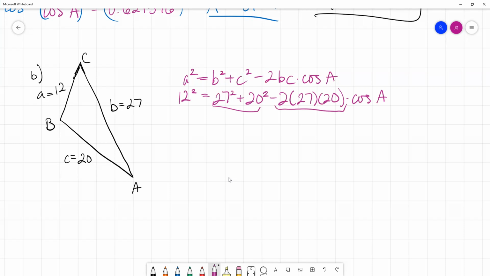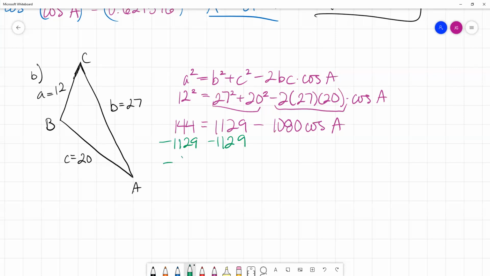So 27 squared plus 20 squared is 1,129. Over here we have 144 on the left, so then 1,129 minus 2 times 27 times 20 is 1080 cosine of A. Okay, again, we can't subtract these, so instead of subtracting these, make sure you write this down. We're going to subtract that 1,129 from both sides. Okay, so 144 minus 1,129 is negative 985, which is equal to negative 1080 cosine of A.